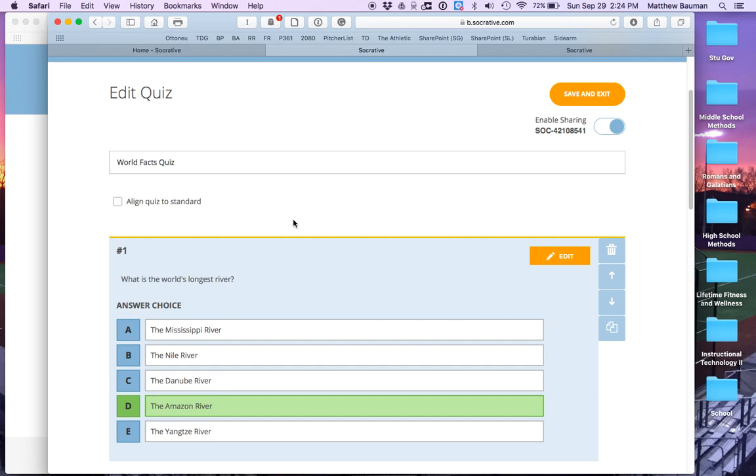They can also add which unit or the concept that the quiz applies to, which allows for teachers to sort through quizzes that were already created for the concept that they are teaching about.